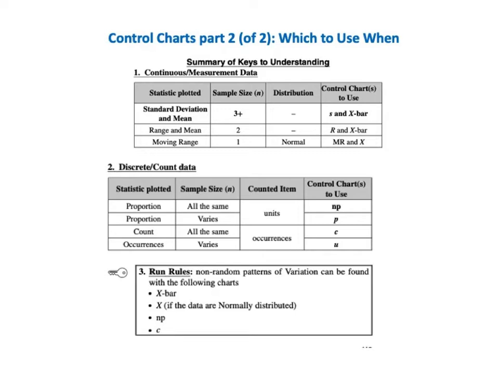Normally, our keys to understanding are 1 or 2 sentence statements. Here we're using tables, which are a better way to summarize which to use when. You can see from tables 1 and 2 that the first thing we need to do is determine the type of data which we have. There are 2 types, continuous data and count data. Count is also known as discrete data.